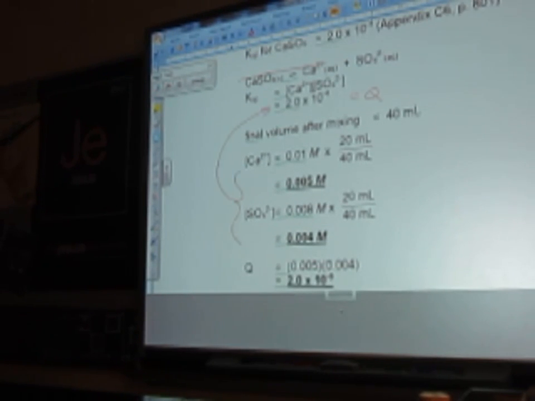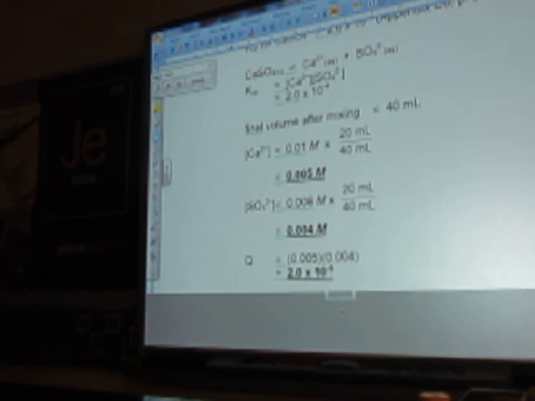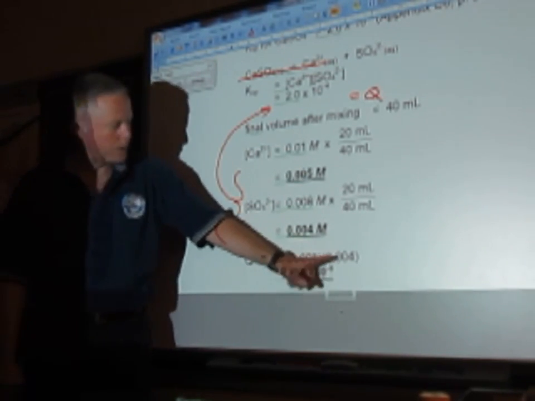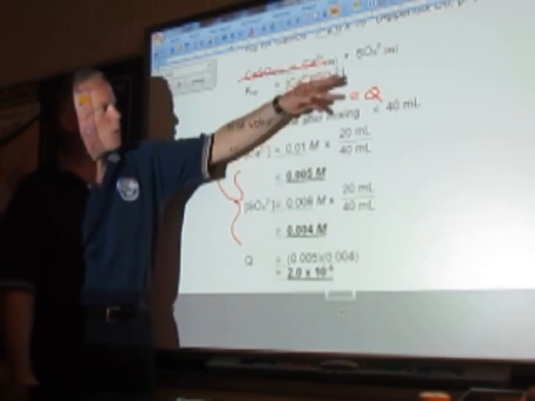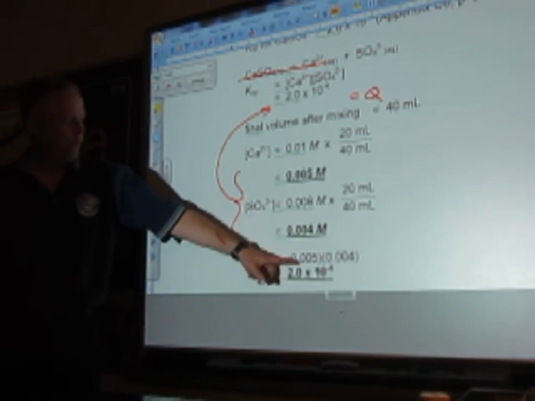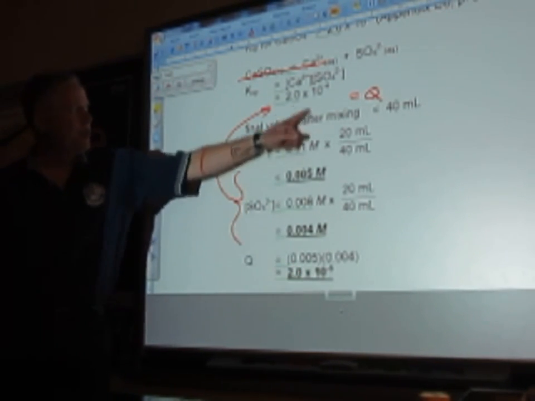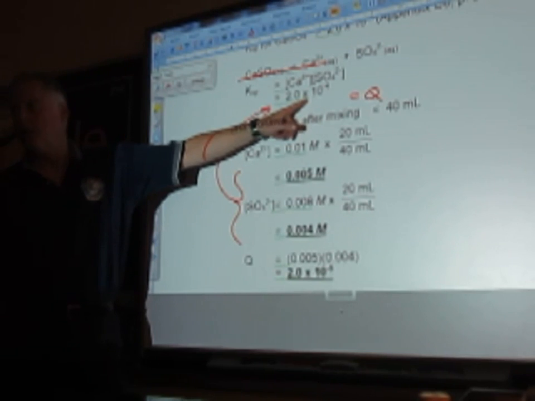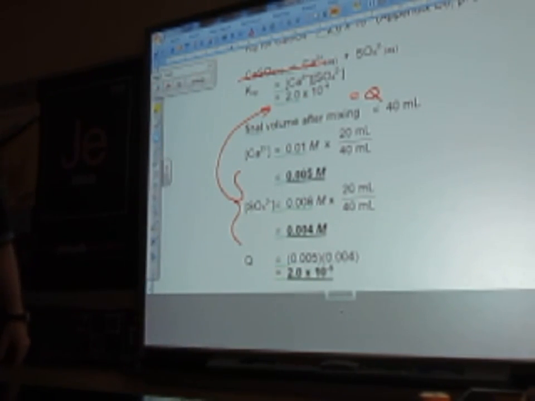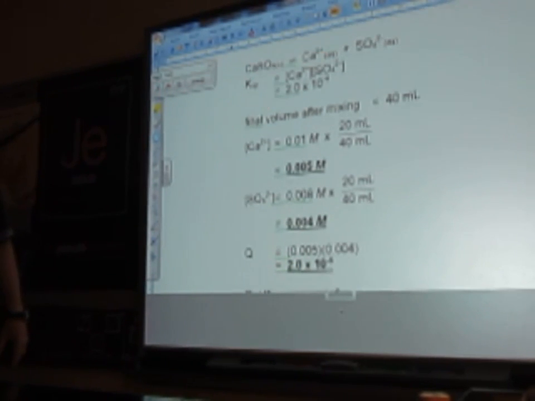Put that into Q, and we get that number there. So our concentration for calcium is here, concentration for sulfate goes there. Nothing is squared because they're all 1 to 1. Find Q is equal to that. Well, that number is lower than that number. This is my KSP, this is Q. Q is less than KSP, no precipitate.